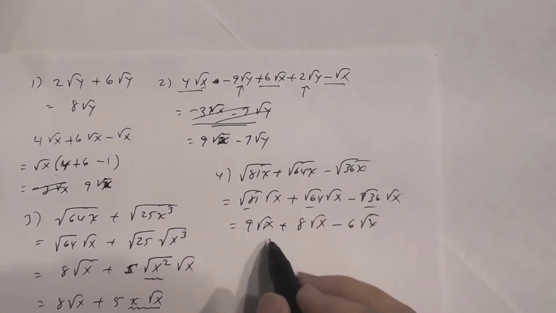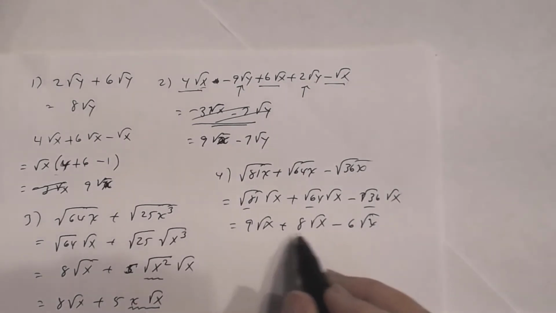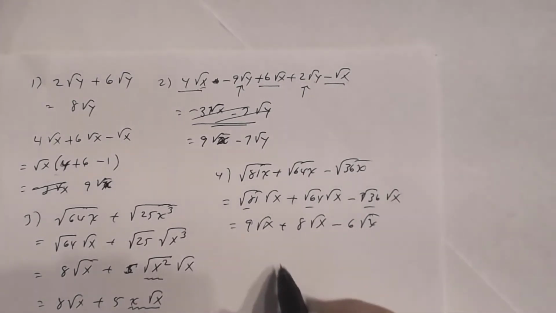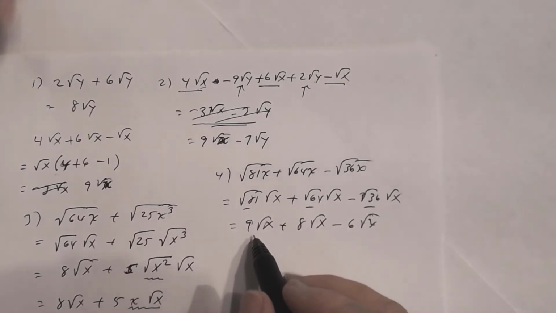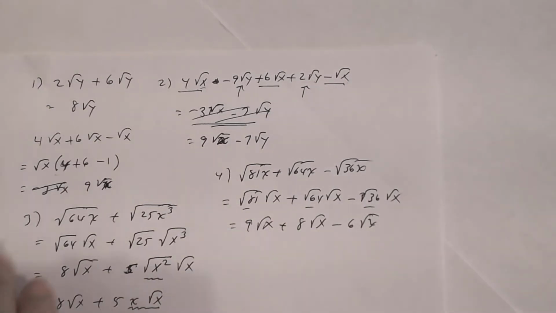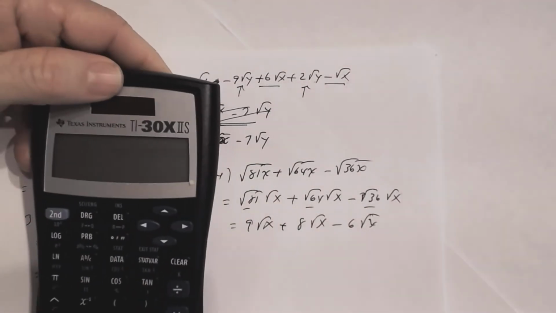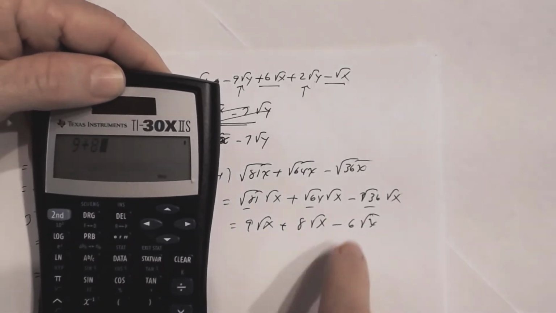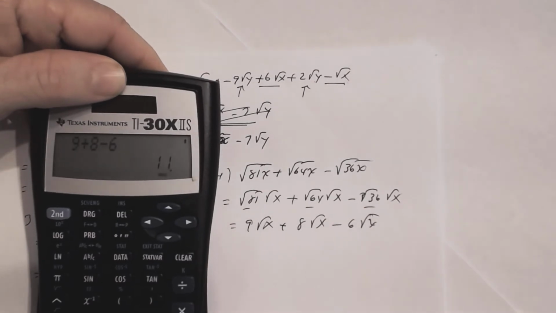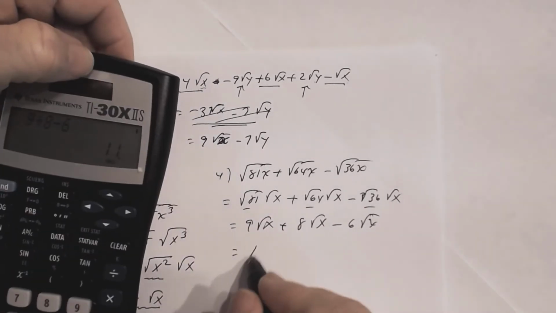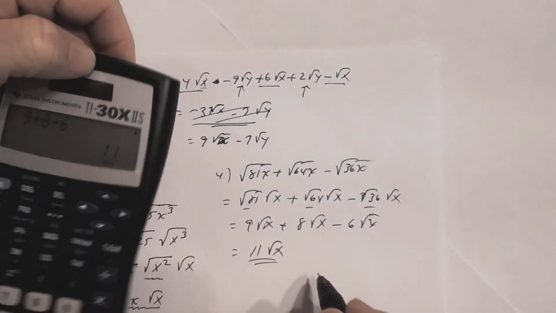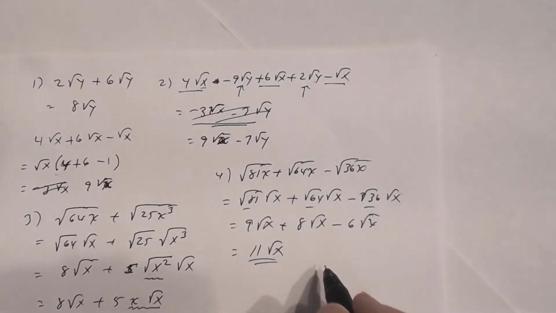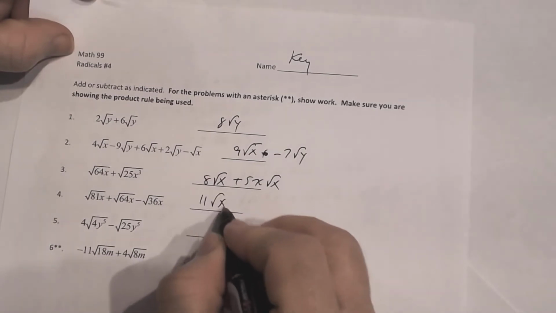And now notice those three terms are all like terms. So all you have to do is add their coefficients. 9 plus 8 minus 6 gives me 11. So the answer is going to be 11 square root of x. All right, so that's the answer to number 4.